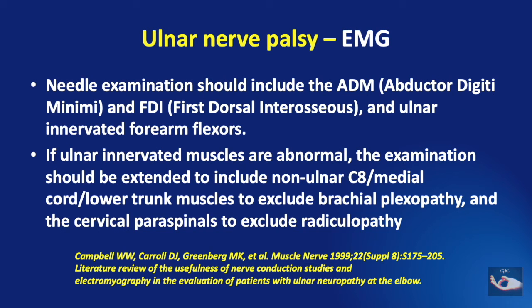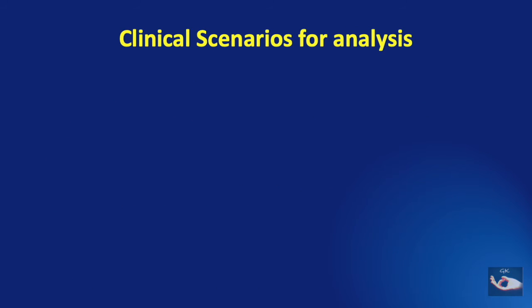The electromyography should include the abductor digiti minimi muscle, the first dorsal interosseous muscle, and the ulnar innervated forearm flexors. If the ulnar innervated muscles are abnormal, the examination should be extended to include the non-ulnar, that is C8 medial cord lower trunk muscles, to exclude brachial plexopathy, and the cervical paraspinal muscles should also be examined to exclude radiculopathy.